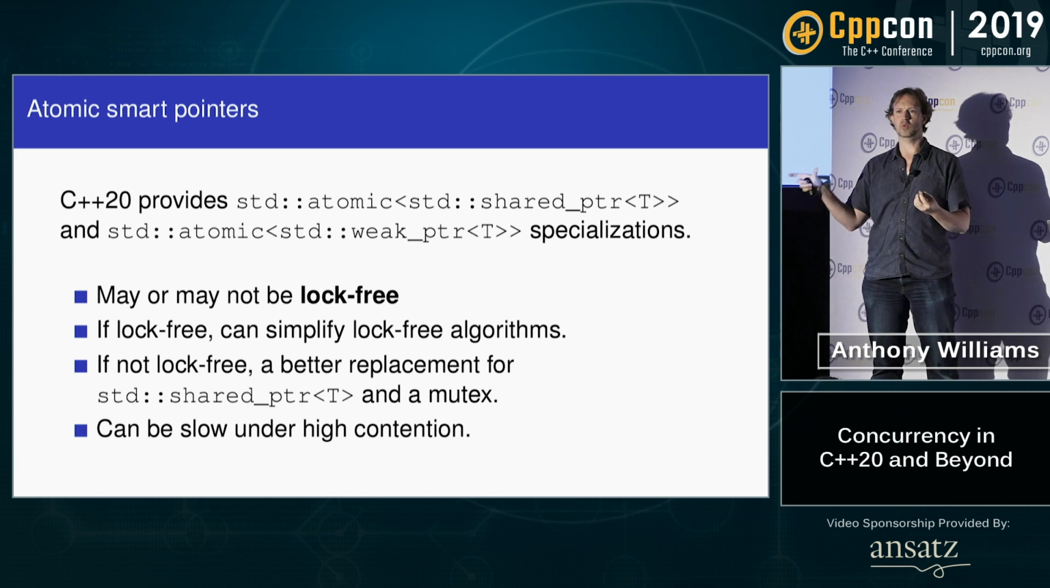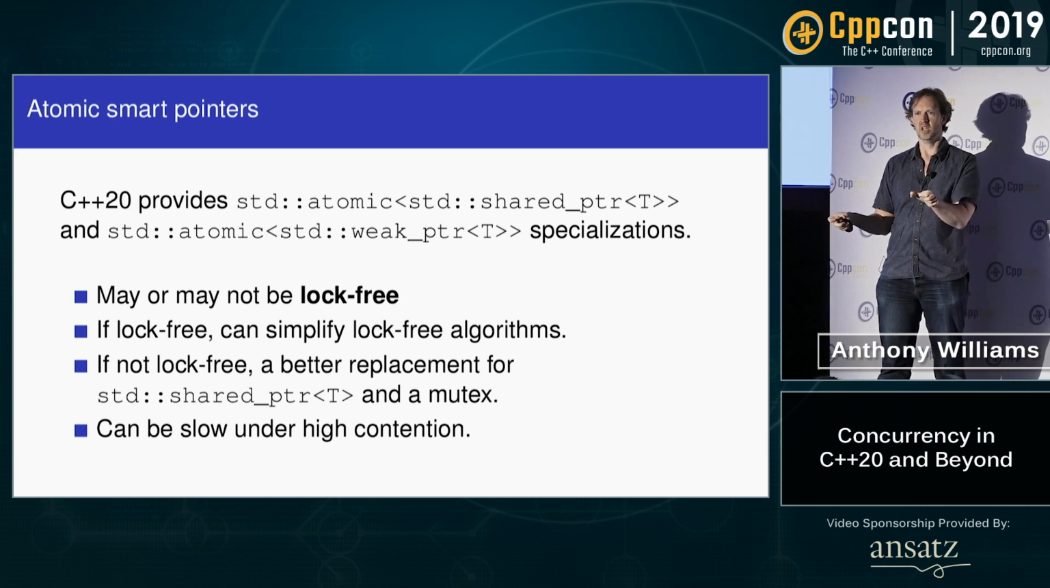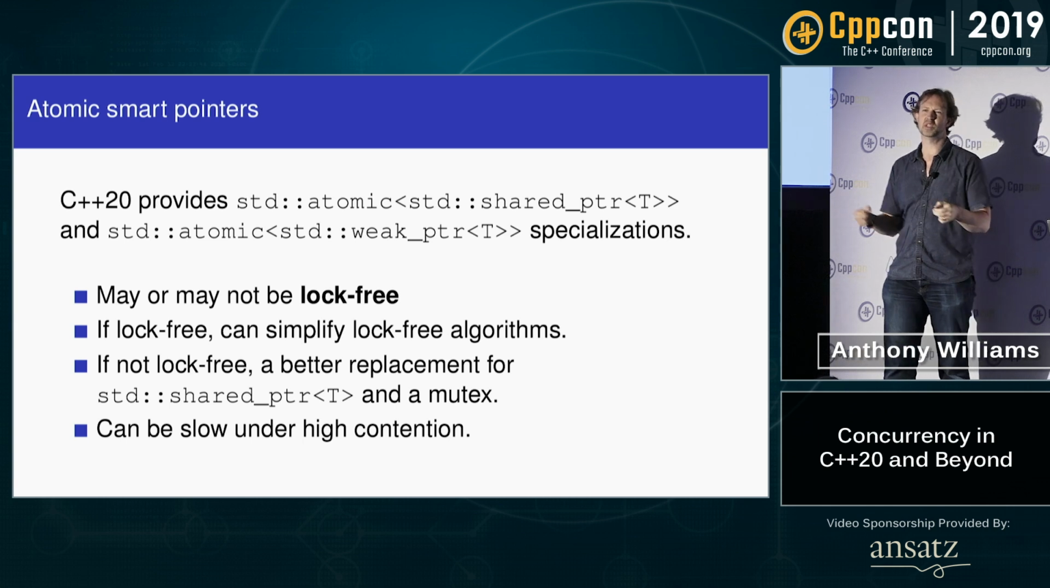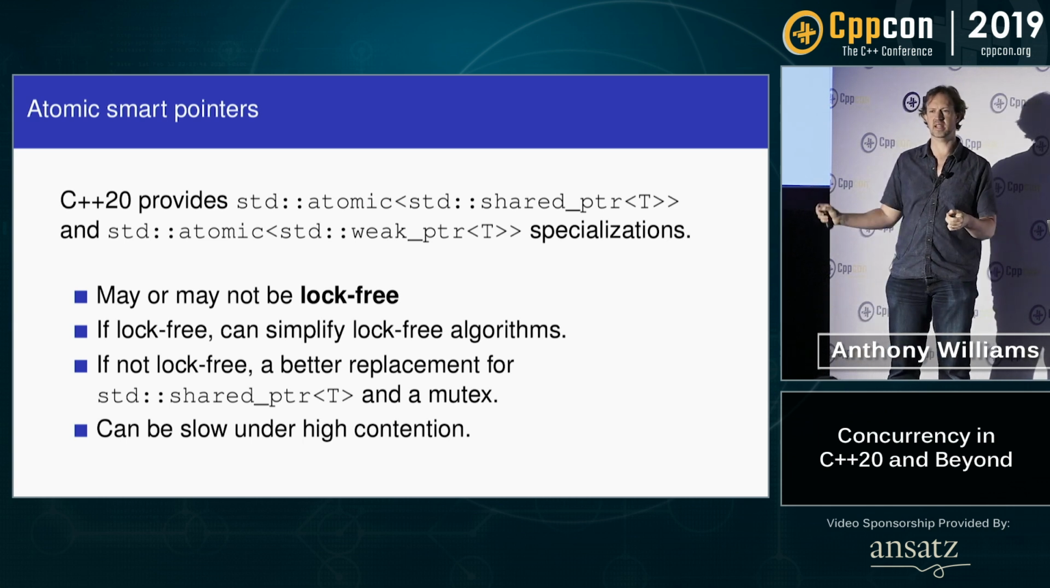So if all you were protecting with your standard mutex was a standard shared pointer, then you could now have an atomic shared pointer, and the internal spin lock is probably a teensy bit faster than using standard mutex.